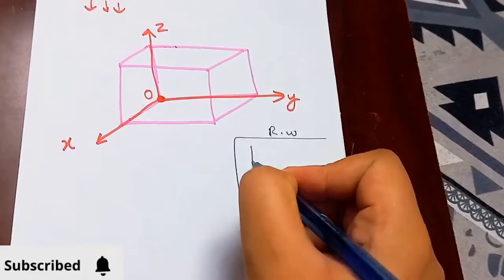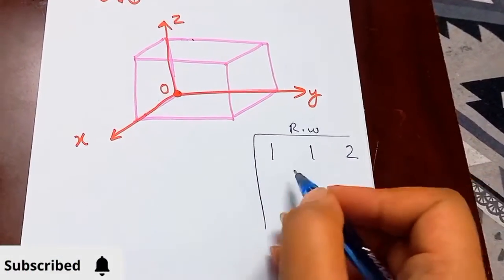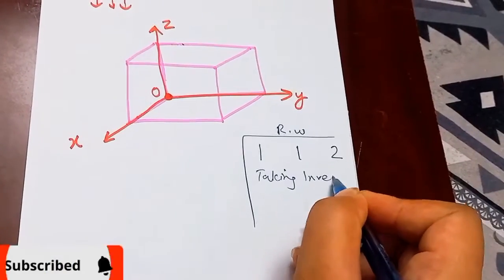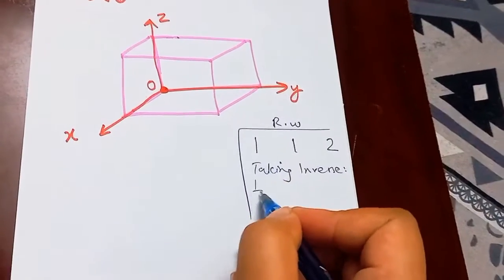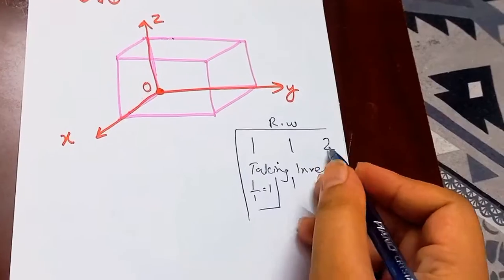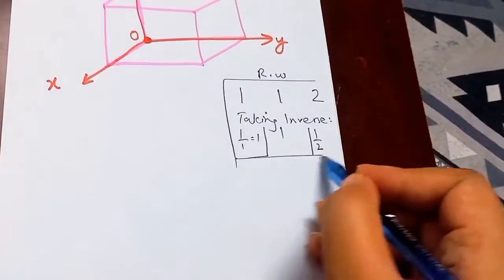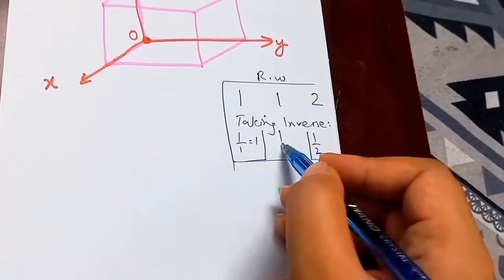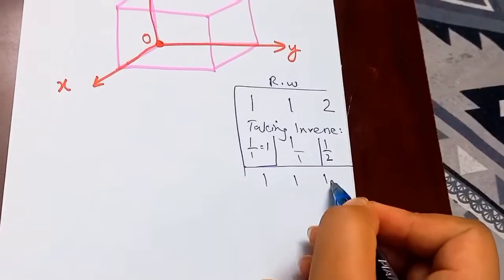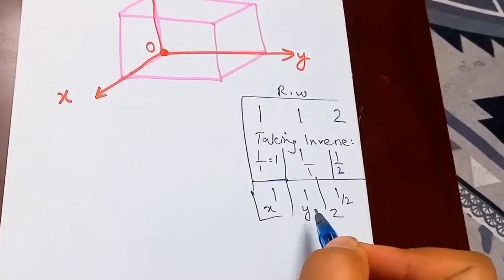So in rough work we have 1, 1, 2 as the three indices: x index, y index, z index. Taking the inverse will give us the intercepts. Inverse of 1 is 1. Inverse of 1 is again 1. Inverse of 2 is 1 by 2. Inverse means dividing it into 1. So 1 by 1, 1 by 1 and 1 by 2. So 1, 1 and 1 by 2 are the final intercepts. This is the x-intercept, y-intercept, and this is the z-intercept.